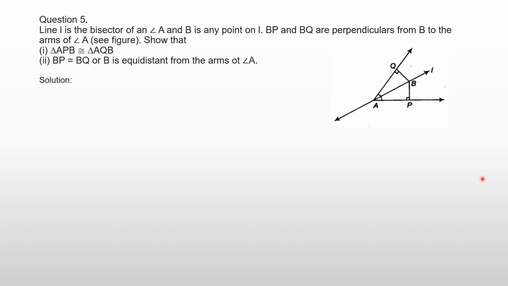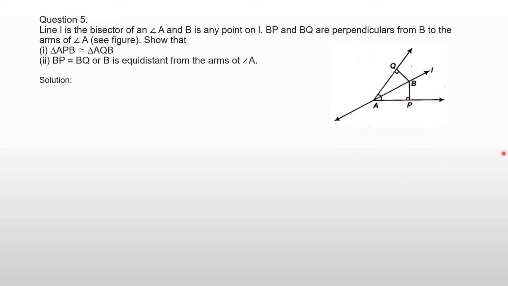Line L is a bisector of angle A and B is any point on L. BP and BQ are perpendiculars, means the angle is 90 degrees, given to us. We have to prove these two triangles are congruent, as well as we have to prove this distance is equal.